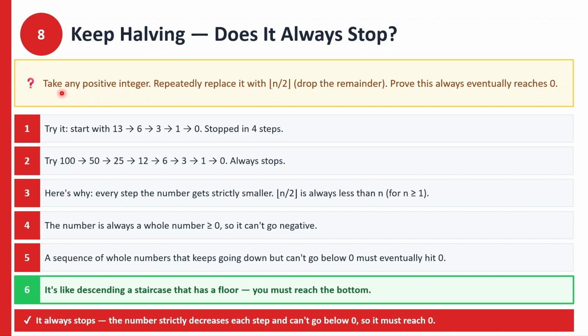Okay, this is a very simple kindergarten question. I don't know why this is asked at IMO level. Well, let's just do it. Take any positive integer n, repeatedly replace it with the greatest integer less than or equal to n divided by 2, dropping the remainder.